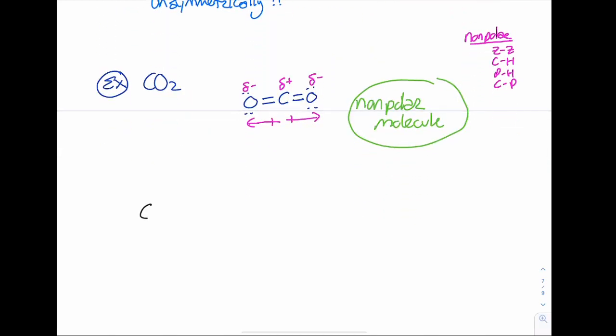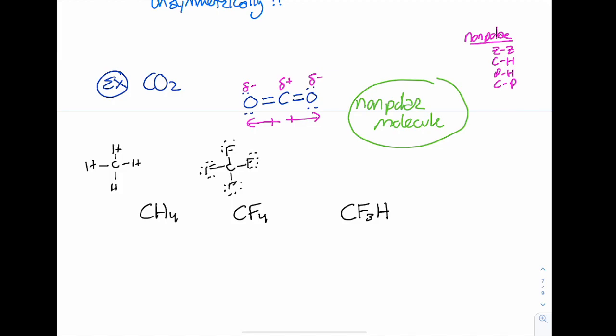I'm going to compare, let's do CH4, CF4, and then CF3H. So all three of these have carbon in the middle. If you were to draw the Lewis dot structure, for the first one I have carbon bonded to 4 hydrogen. On the second one, carbon bonded to 4 fluorine. All of those fluorines have 3 lone pairs, but that doesn't affect my shape, right? My shape is going to be tetrahedral because I have 4 bonds and no lone pairs.